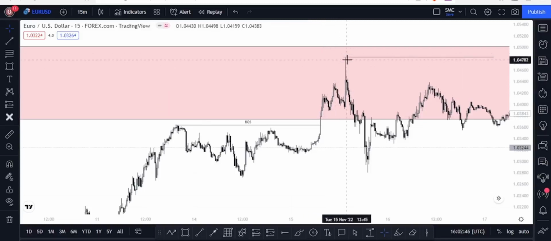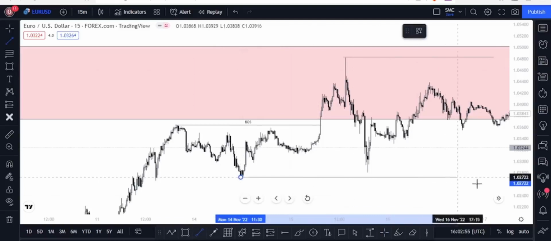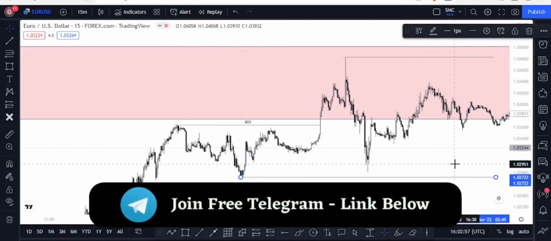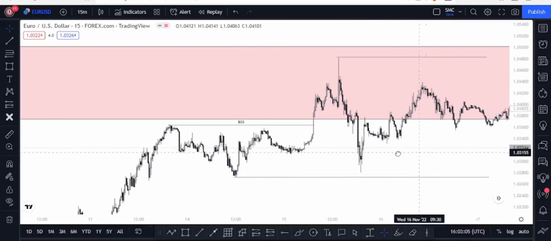This is your high, and where is your low? Your low is here in the market. This is your low, the most current significant low. So this is your trading range. This is your high and this is your low. This is your trading range. I want you to understand that.